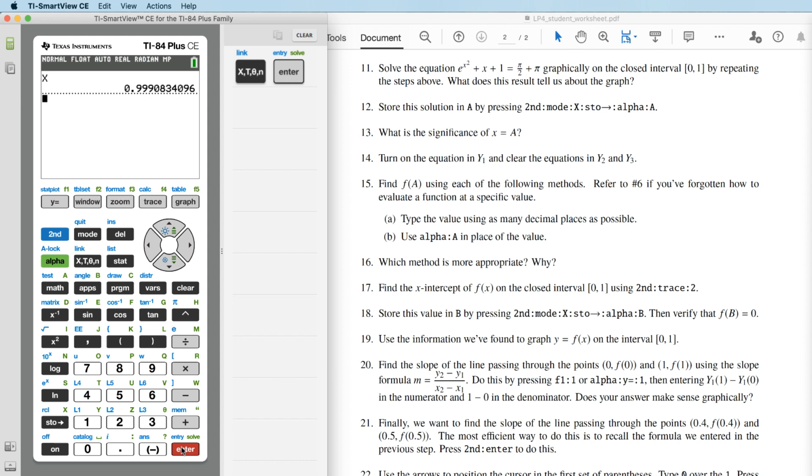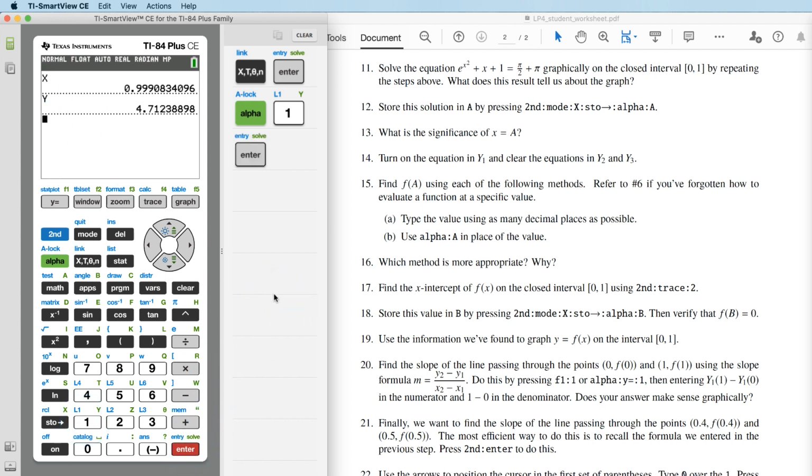It's stored in x for me. I don't have to even store it manually. It's already there. And let's see what's in y. If you want to get to any of the letters, like y is right here on the number 1 key, but notice that it's in green. So you would hit alpha and then press that button, and that's going to give you y. And then hit enter, and there's our y coordinate.